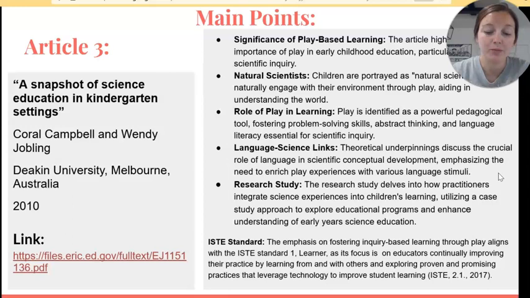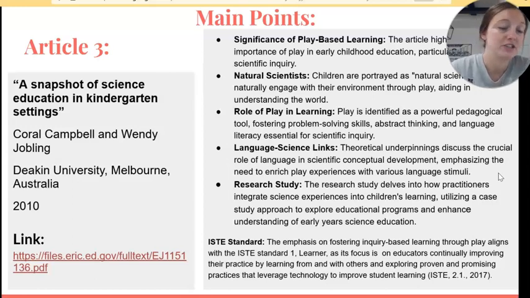Not only is it really important that at such a young age children are playing, but it can also be purposeful play, and that's what is really exciting about what I did and how I'm excited for it in the future. Basically, the study delves into how practitioners integrate science experiences into children's learning, utilizing a case study approach to explore educational programs and enhance understanding of early years science education.